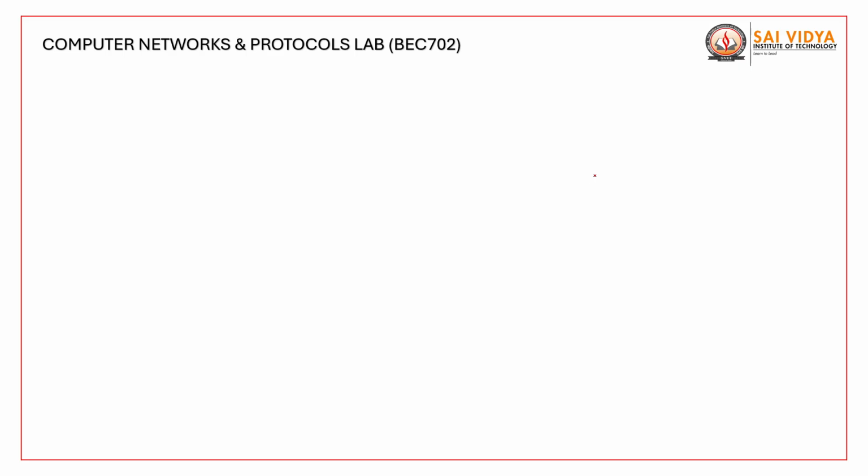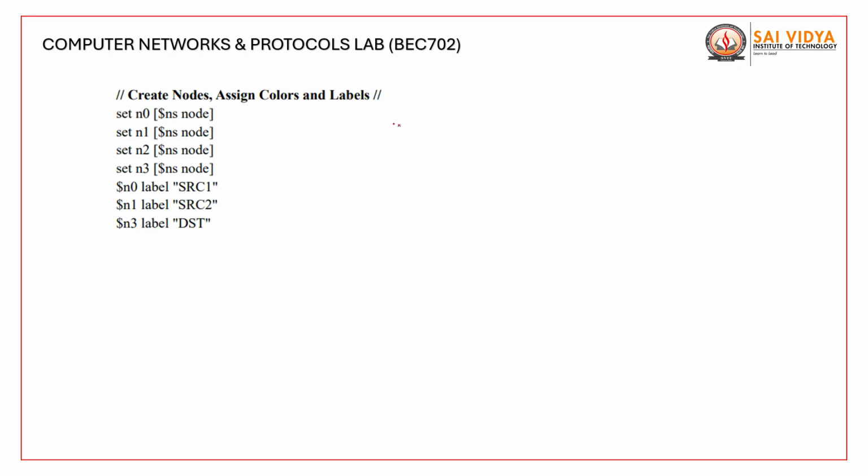So the next step is how to define the node. There are 4 nodes, 1, 2, 3 and 4. So n0 is nothing but the object that is defined for the node. Okay, this ns is nothing but the object defined for the simulator. So this is the syntax: set n0 within square brackets $ns node. If there are 4 nodes, write n0, n1, n2, n3.